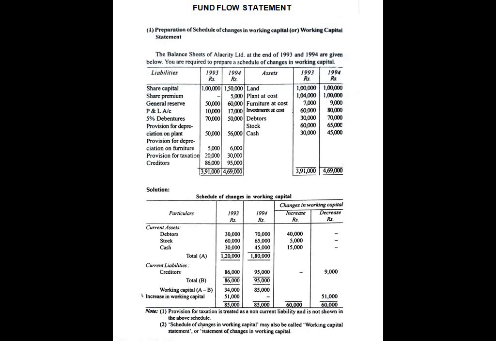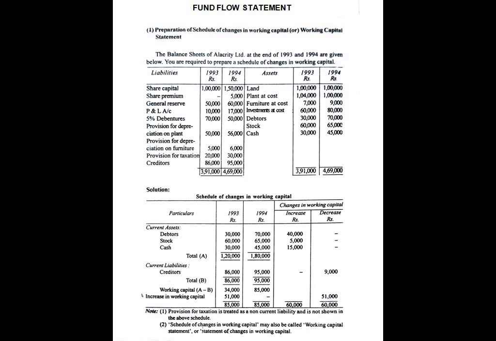The balance sheet of Electricity Limited at the end of 1993 and 1994 are given below. You are required to prepare a schedule of changes in working capital. Liabilities 93-94, assets 93-94. First we will see the liabilities. Share capital is given 1 lakh and 1,50,000. Share premium 94,500. General reserve 50,000 and 60,000. Profit and loss account 10,000 and 17,000. Debentures 70,000 and 50,000. Provision for depreciation on plant 50,000 and 56,000.